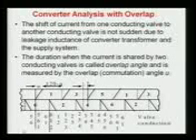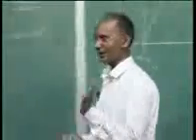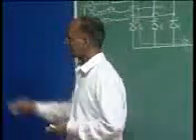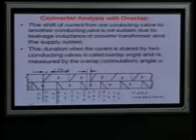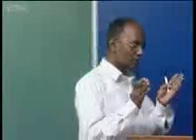Now let us go to the realistic case for overlap. This was the ideal case, which rarely exists, but now we have to consider when there is some overlap angle. Again, I remind you, this overlap angle is the angle when the two valves in the same limb, upper or lower, take time for the current to change from one valve to another.